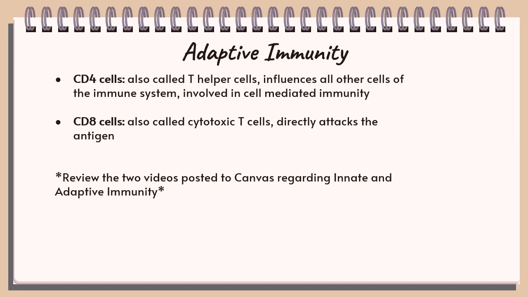All right, you also have two really big types of cells that help with your adaptive immunity. You have the CD4 cells, also called T helper cells. They influence all other cells of the immune system, and they're involved in cell-mediated immunity, the one that directly attacks the invaders. So really big deal, a really big helper for your immune system is your CD4 cells. They talk to all the other cells. And then you have CD8 cells, also called cytotoxic T cells, and they also directly attack the antigen.